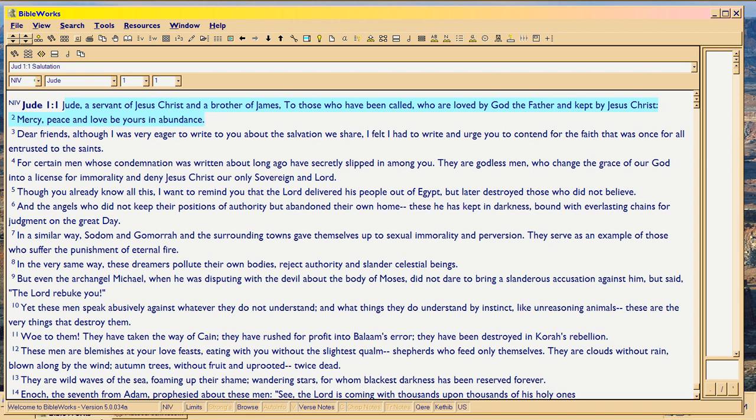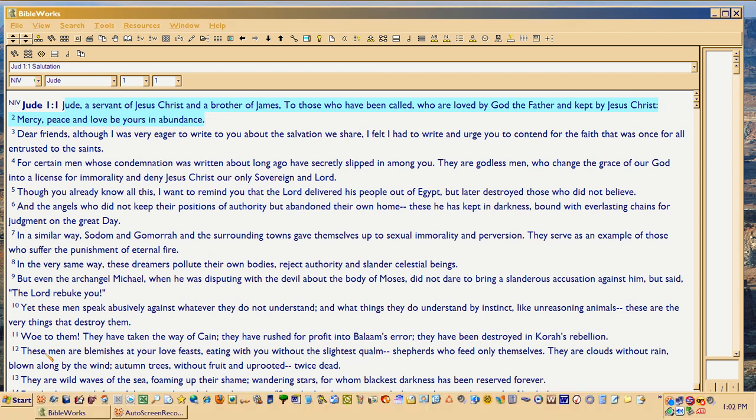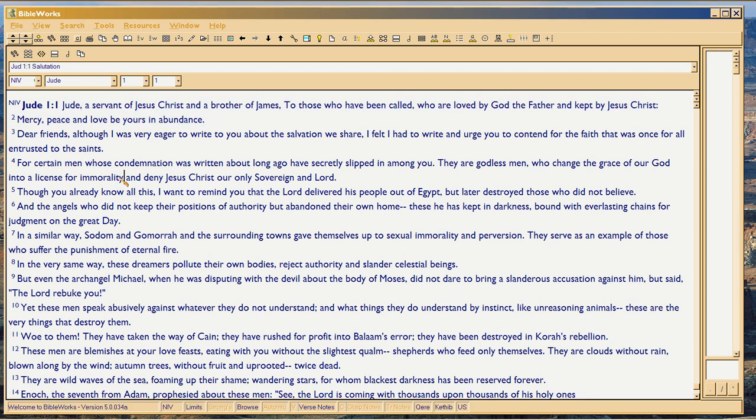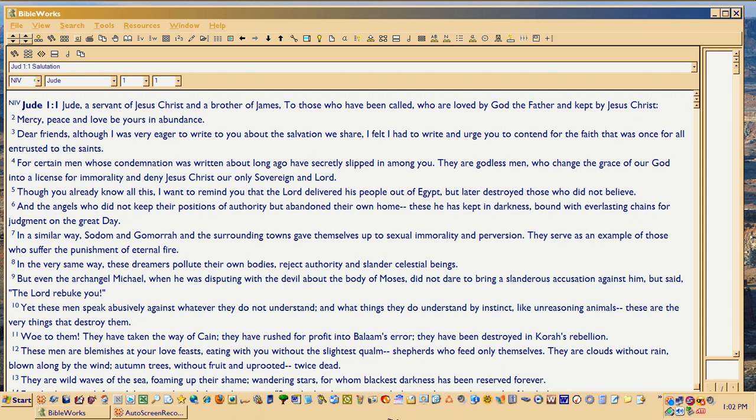So what is Jude doing here? Okay, Jude is definitely playing on 2 Peter 2. If you were to put 2 Peter 2 right alongside Jude 1, which I can't do because I'm having trouble with my video recorder, you would see that Jude is tracking to 2 Peter. Okay, since this is such a short letter, and I'm trying to keep the video short too, I'm just going to go through it.